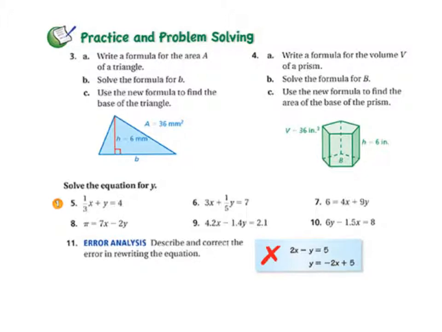Now it's time for you to try some problems. I would like for you to do problems 3 and then 5 through 11. Again, numbers 3 and then 5 through 11. When you're finished, you may check your answers with your teacher. Good luck!